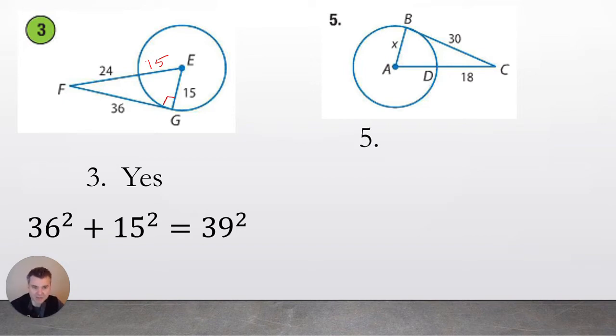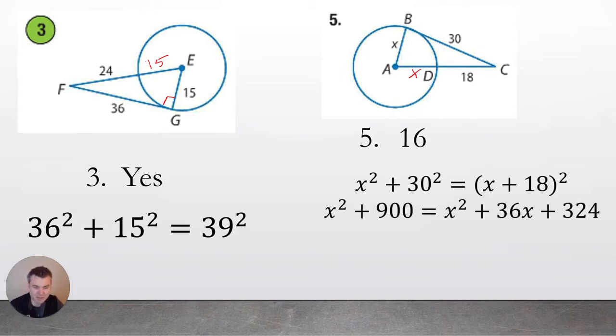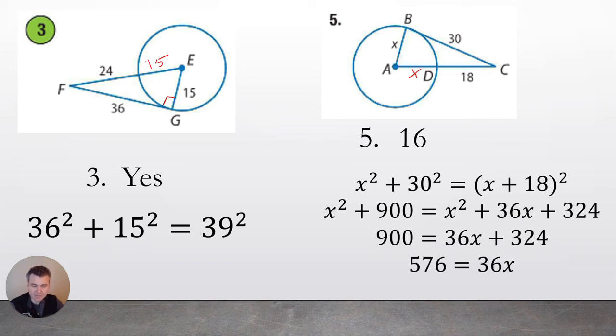Number 5, we had to find x so that line BC was tangent to circle A at point B. Well, the first thing is this distance here was supposed to be x, so you should have got an answer of 16. And the reason why is x squared plus 30 squared, sum of the two legs squared, should equal x plus 18 squared. FOIL properly, you get x squared plus 900 equals x squared plus 36x plus 324. Get rid of the x squared, subtract 324 from 900, and you get 36x equals 576. Divide 576 by 36, and you get x equals 16.